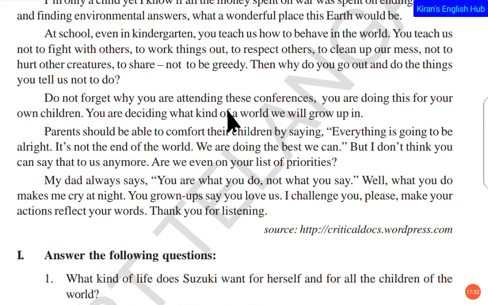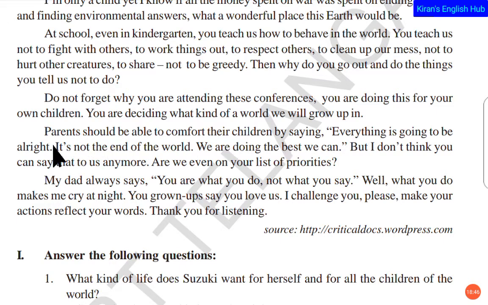So do not forget why you are attending these conferences. You are doing this for your own children. You are deciding what kind of a world we will grow up in. All the conferences related to the environment and saving the earth are to save our future generations, our own children. You are actually going to decide how our future children will live. If we plant a tree today, our children will live under it. If we cut a tree, our children are going to live under the sun. Whatever decisions we make today must be useful for our future generations.